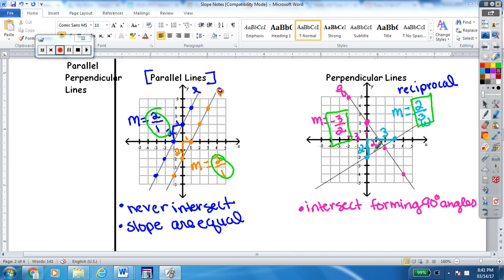So what that means for us is that parallel lines, we already know, have equal slopes. The slopes of perpendicular lines are going to be opposite, which means one positive, one negative. So opposite reciprocals. Opposite meaning one positive, one negative. Reciprocal meaning flipped. And those are the two things that you have to remember for the next part of the notes. Parallel lines, same slope. Perpendicular lines, opposite reciprocal.